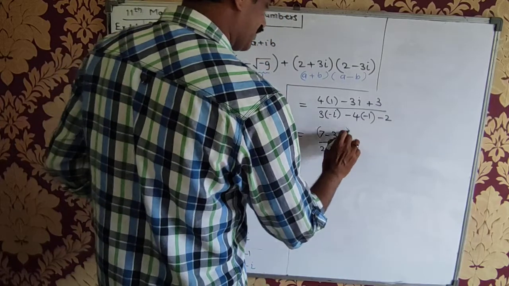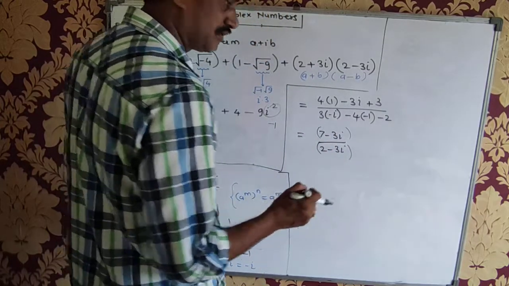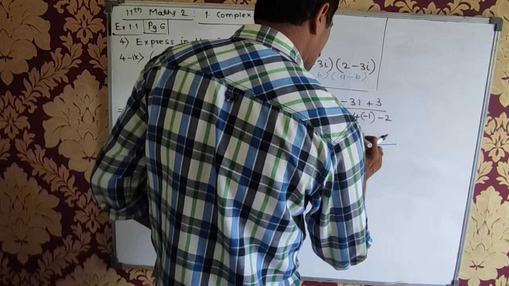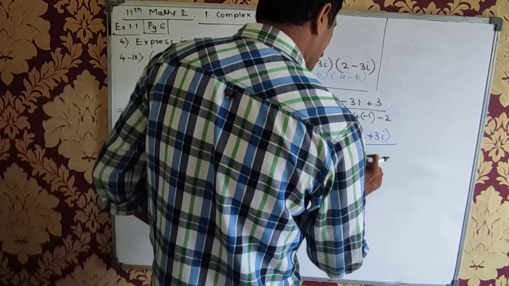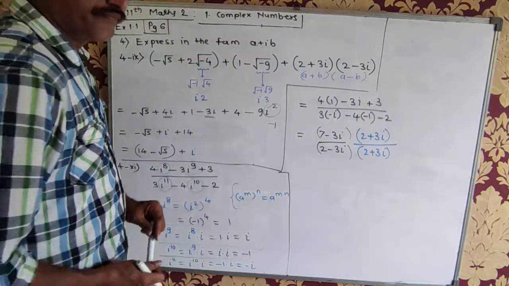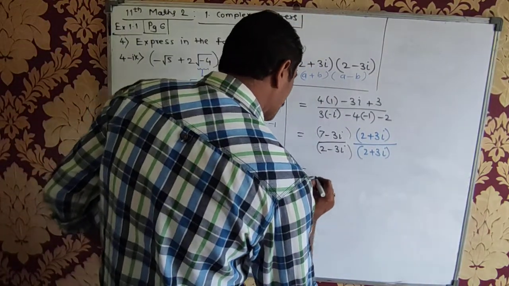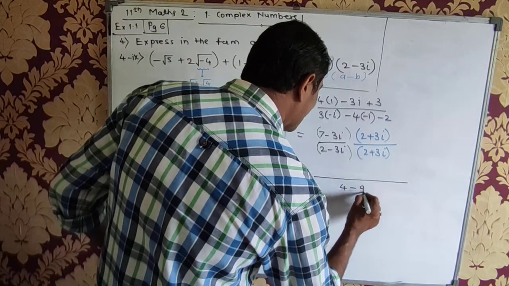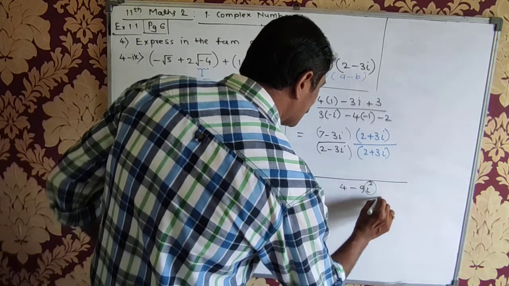Now this is a simple division of complex numbers. So rationalize the denominator 2 plus 3i. What do you get there? In the denominator, it will be 4 minus 9i square. I square is minus 1, so plus 9.